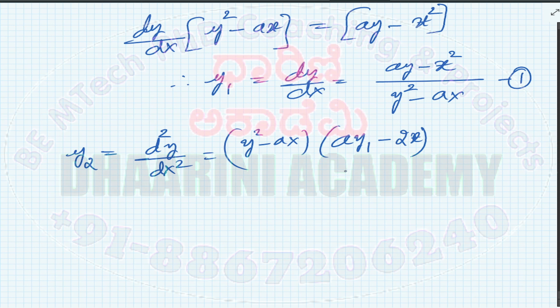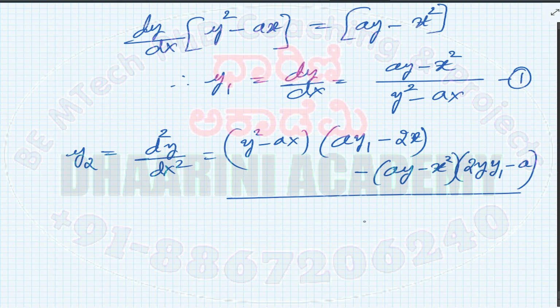That's the first part, minus, it's still in the numerator only. The first term is ay minus x square into differentiation of the denominator. Differentiation of the denominator will be y square is 2y into y1 minus, this is simply a. This whole thing is the numerator divided by denominator square. This is the standard rule of differentiation by applying the quotient rule. So y square minus ax the whole square.